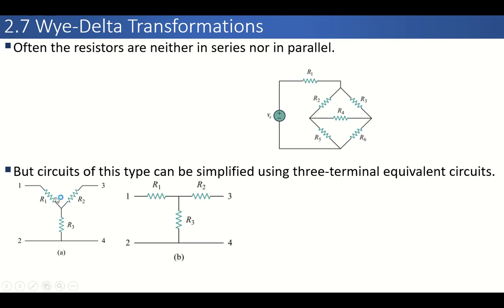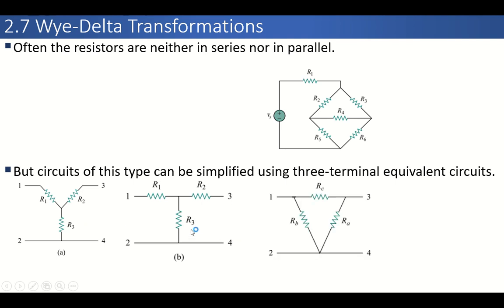Similarly, we can also draw this network like this. Still we have terminals 1, 2, 3, and 4. R1 is connected between terminal 1 and this common, or neutral, point. Similarly, R2 is connected between terminal 3 and this common point, and R3 is connected between terminal 2 or 4 and this common point. You can see that this Y network is the same as this T network, so this type of arrangement is also known as a T network.